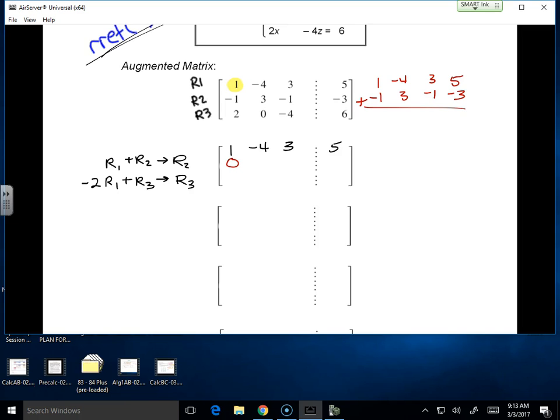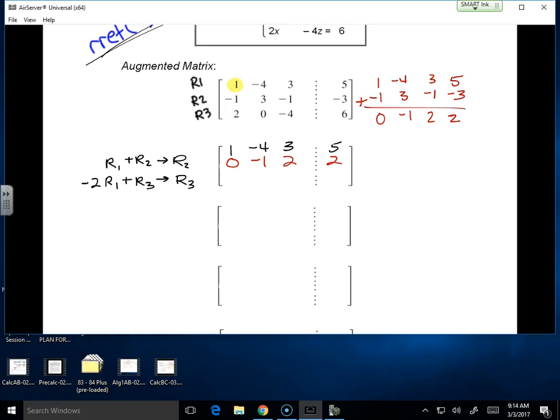What's negative 4 plus 3? You can look up here and not have to write it off to the side, but you can write it off to the side if that helps you get it right. What's 3 minus 1? 2. What's 5 minus 3? 2. Mental mathers, double check me. Am I good? Yeah. And that's exactly what you would have gotten if you had done it off to the side.